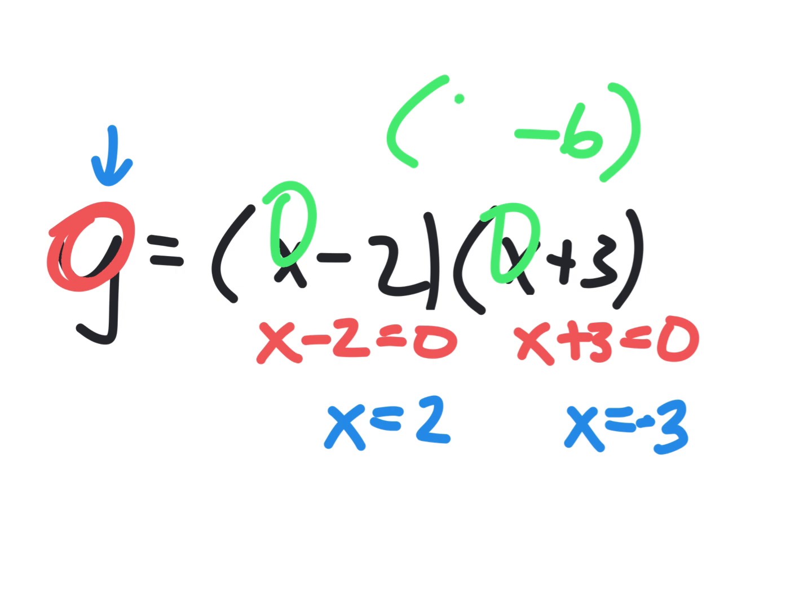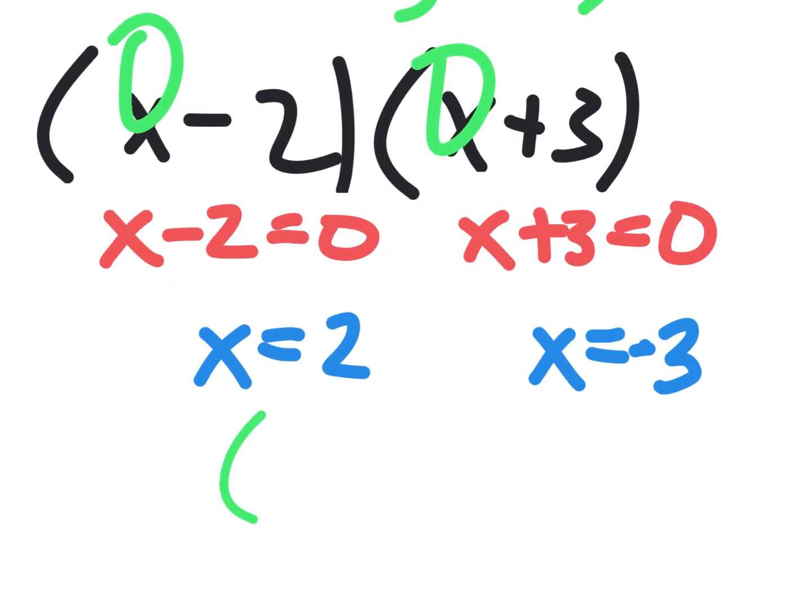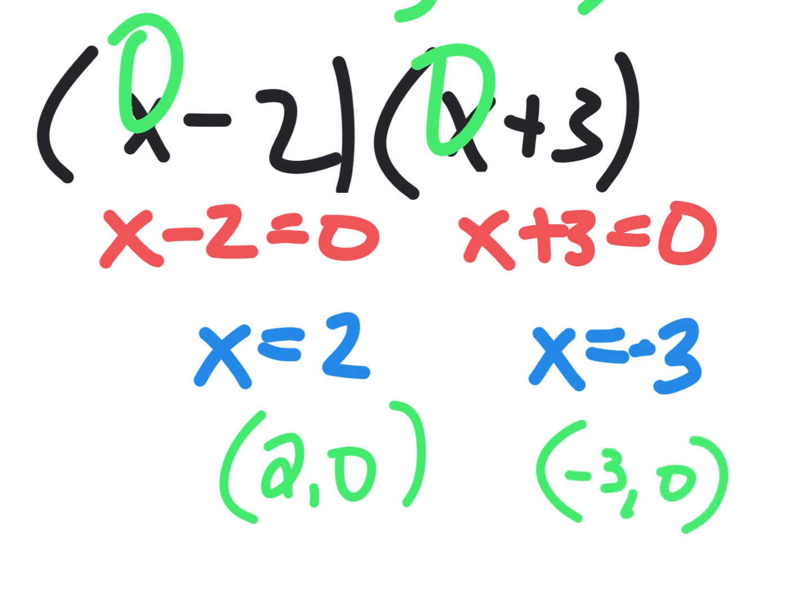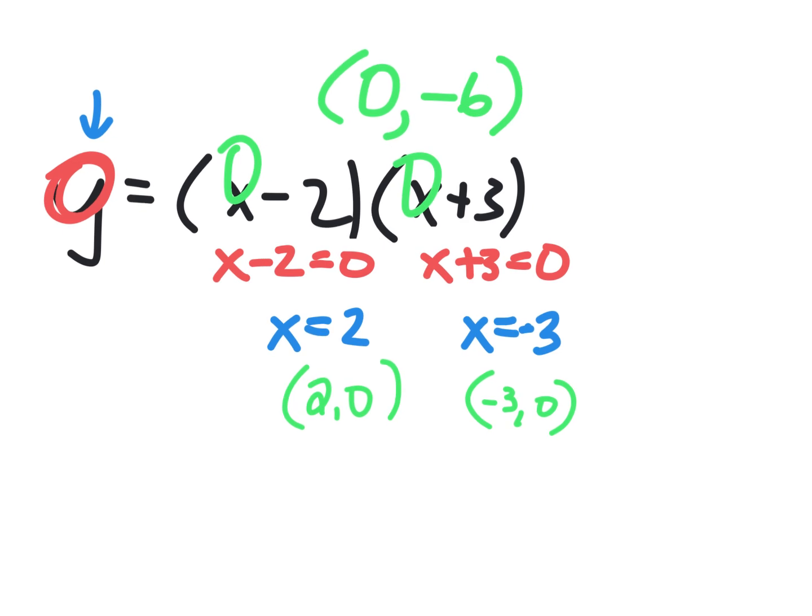The y-intercept is (0, -6), and my x-intercepts are at 2 and -3, which are points. The x-intercept is (2, 0). The other x-intercept is (-3, 0). There. Now that's all listing them as points. I'd rather see it as a graph.